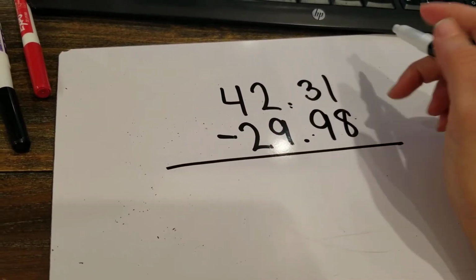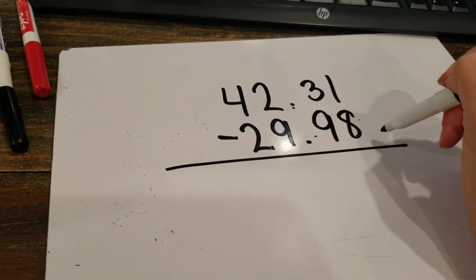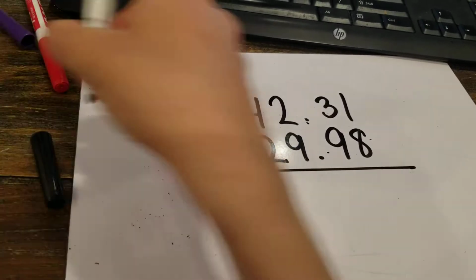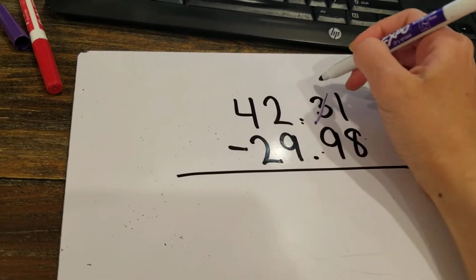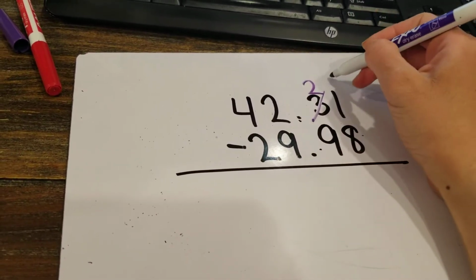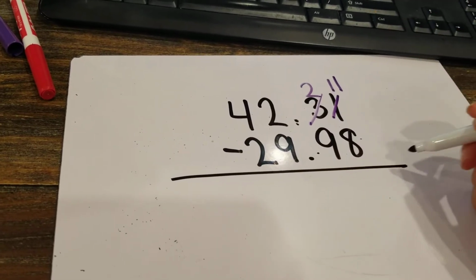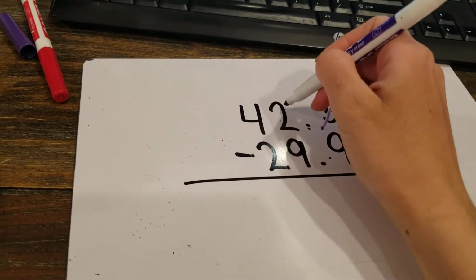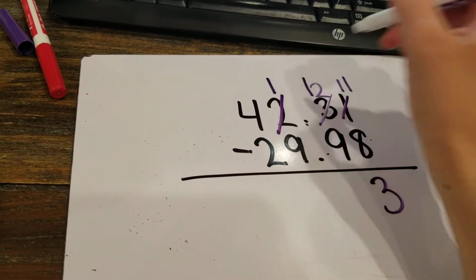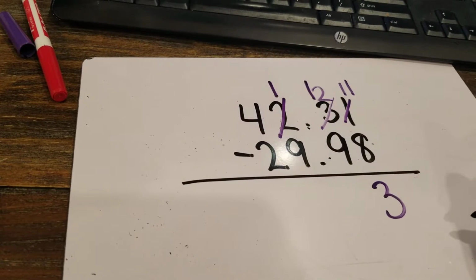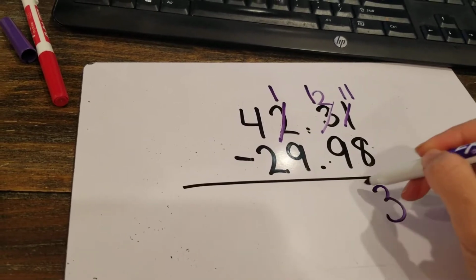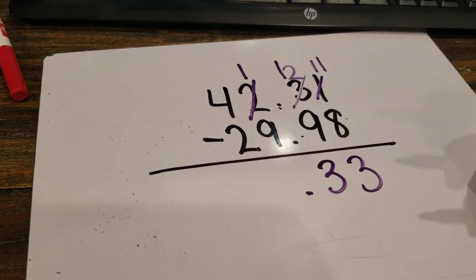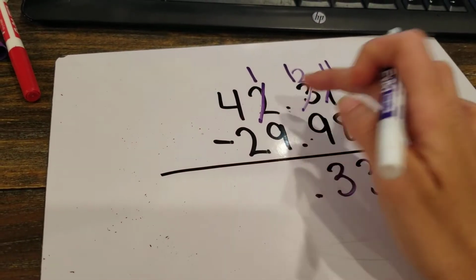So now I can do 1 minus 8, which I can't really do. So I'm going to go to my 3, and this becomes a 2. So now I do 11 minus 8, which is 3. 2 minus 9 I can't do, so I go to my 2, and this becomes a 1, and this becomes a 12. So 12 minus 9 is 3. This is similar to regular subtraction. We're just making sure we keep track of our decimals.